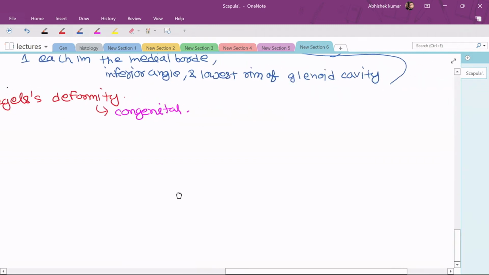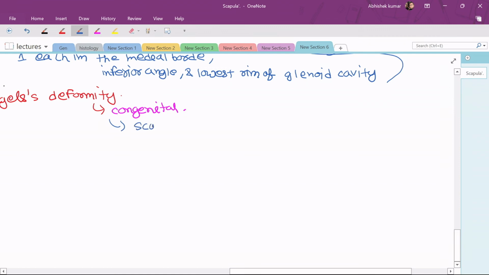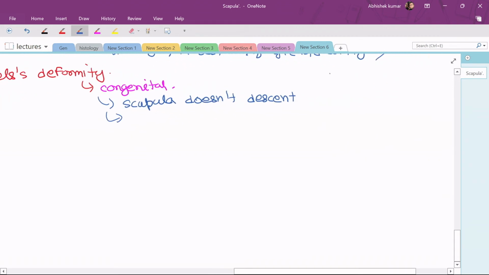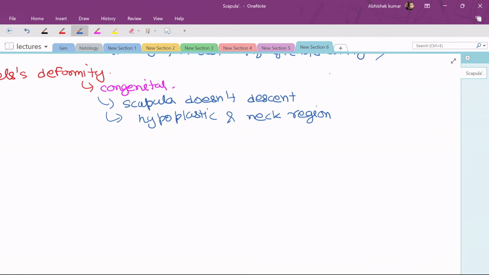Now what happens in this is that a scapula doesn't descend. It is growing somewhere but it cannot descend normally to this point, that means the lower part, of course. In this case, the scapula is hypoplastic and remains in the neck region, as it was not able to descend to the back of your body, so it remains in the neck region.